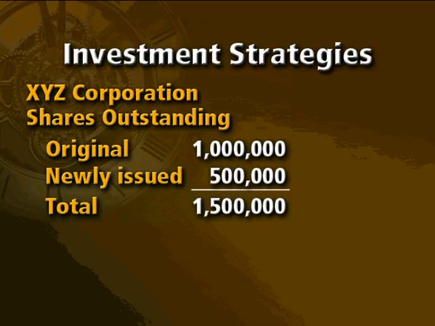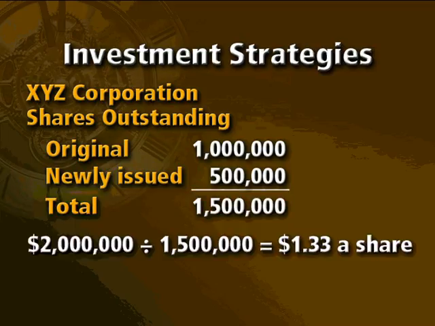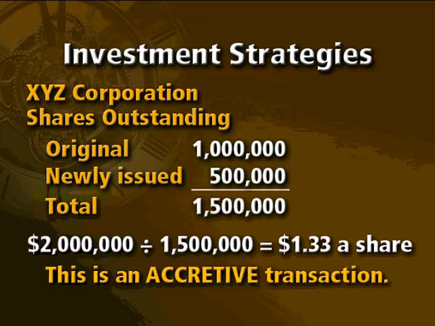But now they are earning $2 million a year. $2 million divided by the 1.5 million shares outstanding equals $1.33 per share. So each share of the company has just had its income increased by 1/3. Clearly, that transaction is accretive and very desirable.